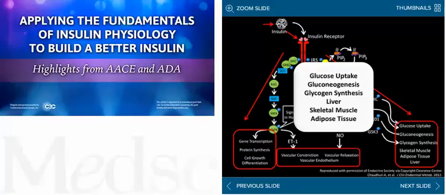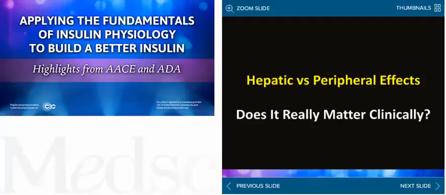Skeletal muscle and adipose tissue are called the periphery because insulin is first secreted by the pancreas into the portal system and goes centrally first to the liver. So we have the liver and the periphery. So for the effects on the hepatic versus periphery, the question that first comes to mind is, does it really matter clinically? Is it really relevant?